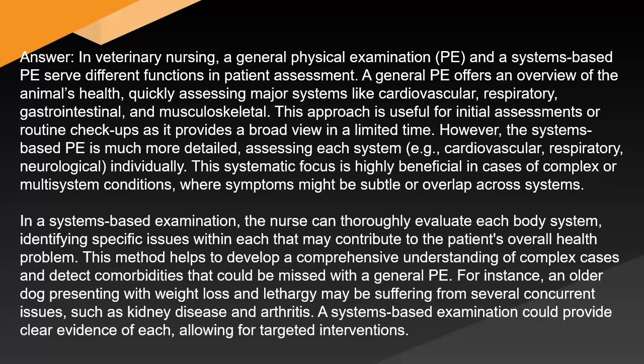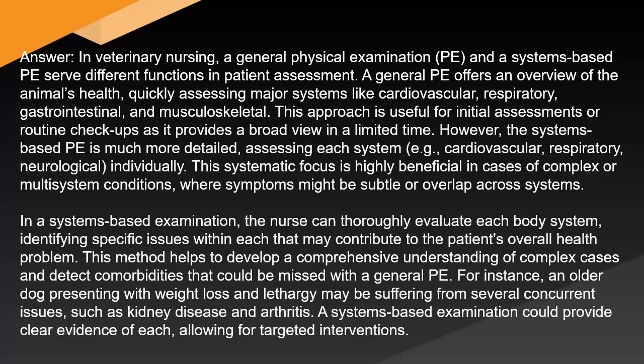However, the systems-based PE is much more detailed, assessing each system, e.g., cardiovascular, respiratory, neurological individually. Its systematic focus is highly beneficial in cases of complex or multi-system conditions where symptoms might be subtle or overlap across systems. In a systems-based examination, the nurse can thoroughly evaluate each body system, identifying specific issues within each that may contribute to the patient's overall health problem.